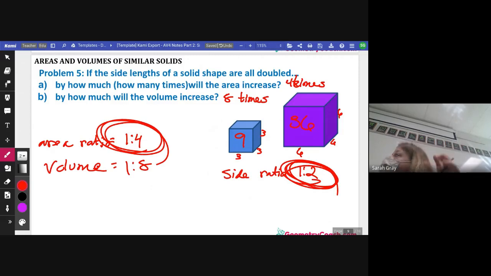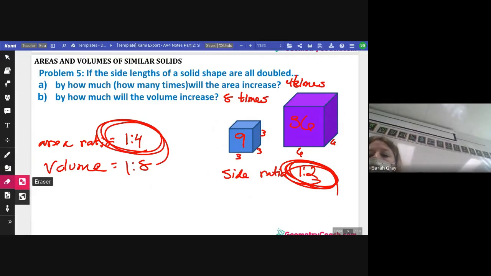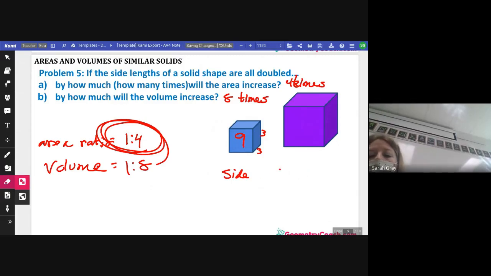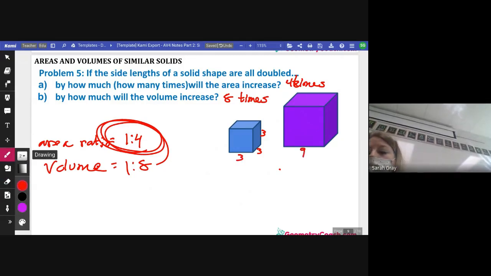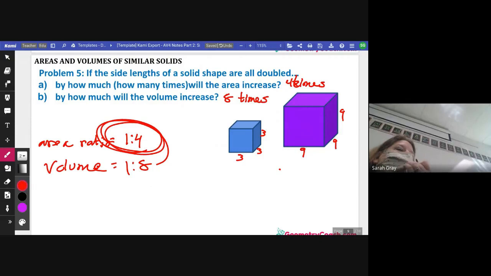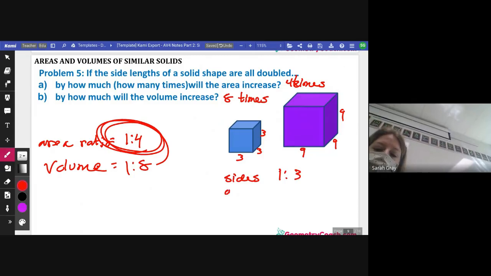Okay. Now, 2s are always funky because, like, you go from 2 to 4, and there's lots of ways to get there. So what if I tripled the side lengths instead? So you guys don't erase anything, but I'm going to change it to tripling. So I had a 3 by 3, and now it's a 9 by 9. What happened to my areas? Kelsey? Yeah, it went up to 9.